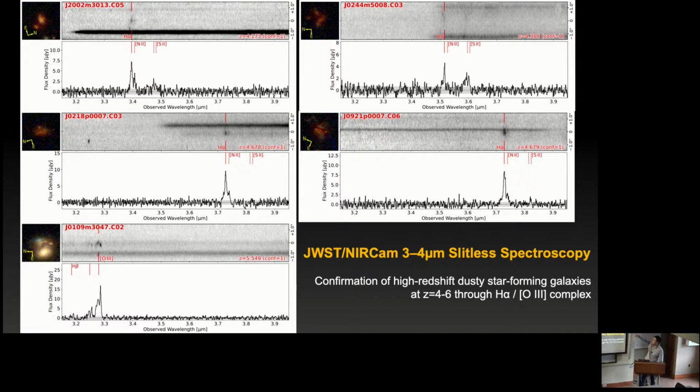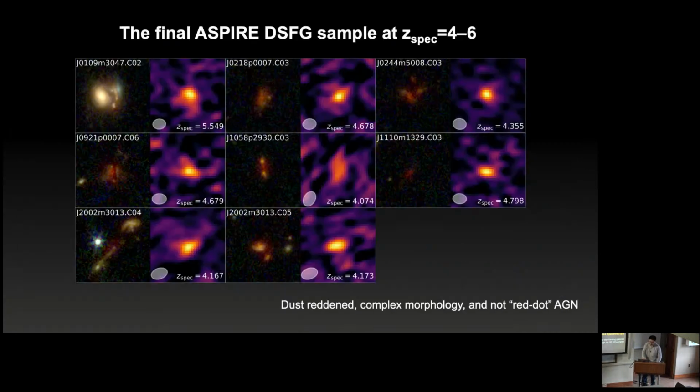I'm showing the 2D image, JWST images here, and also the 2D spectrum and 1D spectrum. You see a lot of them have H alpha, [NII], sometimes [SII], and this one is even at higher redshift, where we have access to the H beta [OIII] doublets. So we are doing the Grism spectroscopy at 3 to 4 microns, and we can confirm these high redshift dusty star forming galaxies at redshift 4 to redshift 6 through the H alpha [OIII] complex.